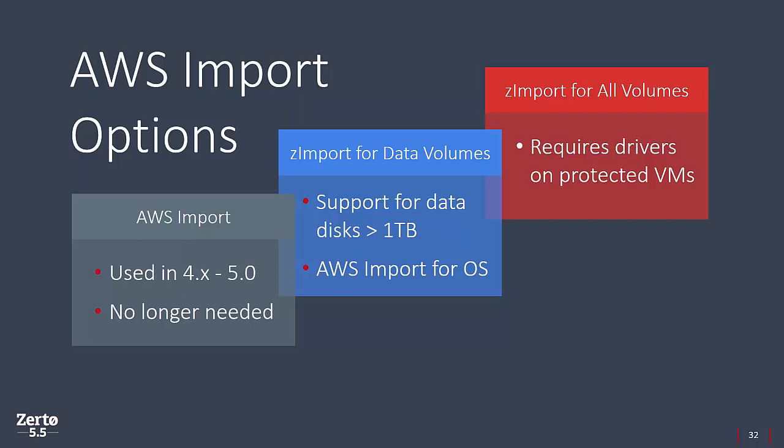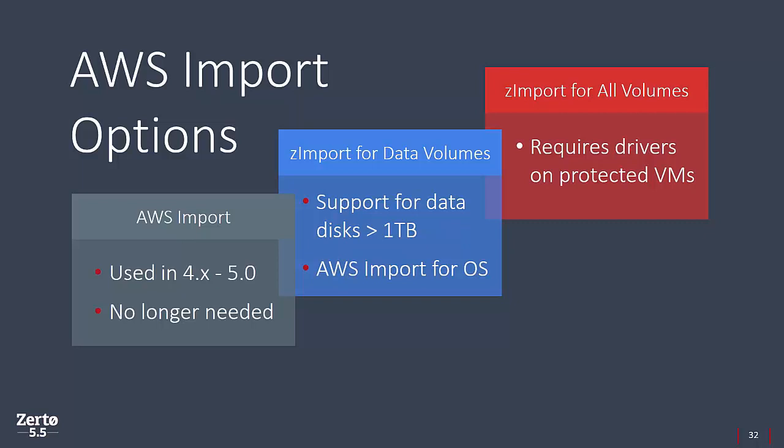What we have is our Zerto importer, or Z importer, for data volumes. This supports data disks up to 1 terabyte, including greater than 1 terabyte. So that's another limitation that we've removed with this new methodology. Also, it uses the AWS import for the OS, so you're still using the previous translation for that. The great thing about that is there's really nothing that needs to be installed on that virtual machine, and you're able to do this quickly on the fly.